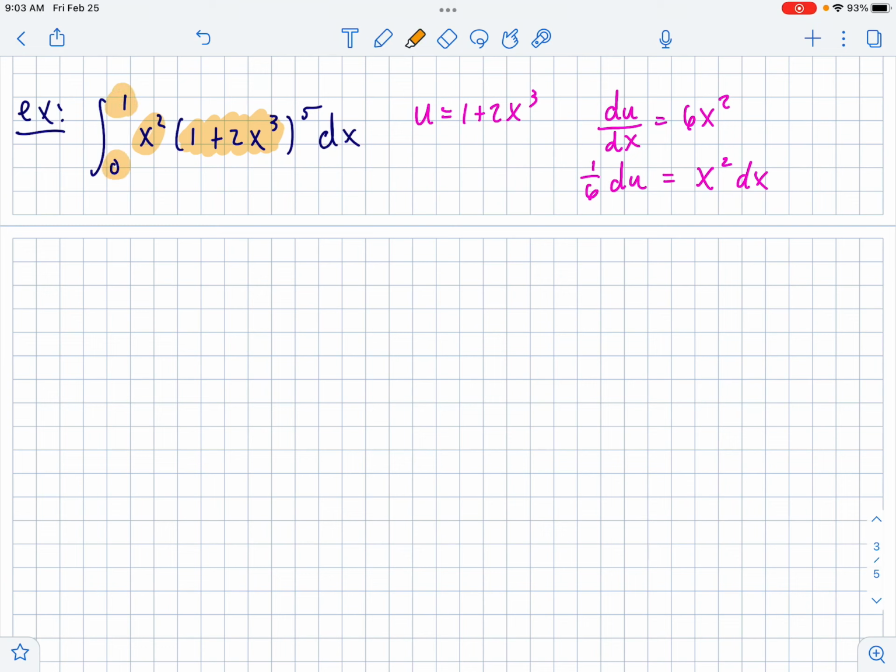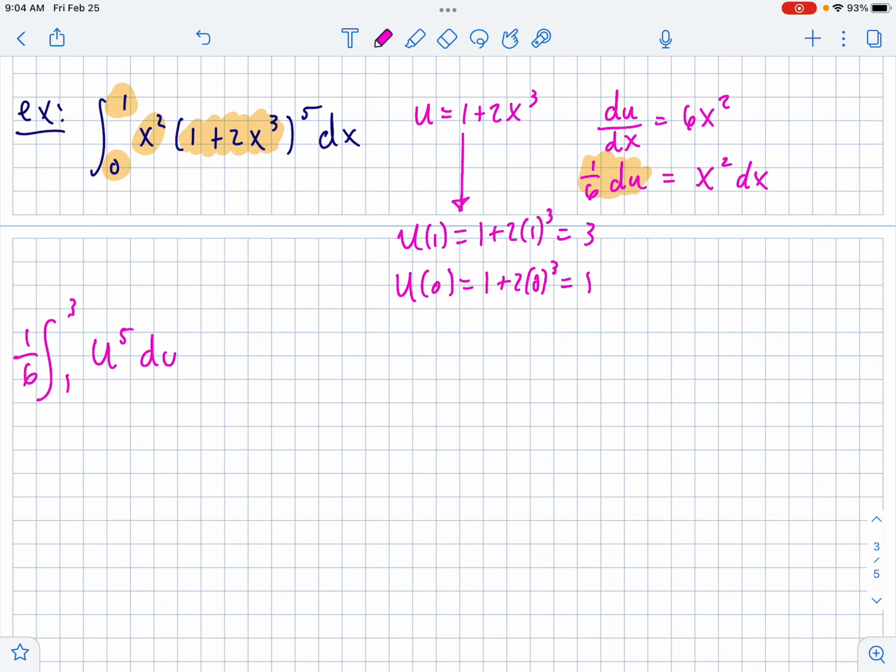The next step is to put the endpoints into the u function. So here, we're going to put in u of 1 equals 1 plus 2 times 1 cubed, which is 3. And then u of 0 is 1 plus 2 times 0 cubed, which is 1. Now you can rewrite the whole function, where this is 3, this is 1. Oh, we need to put a 1/6 on the outside because of 1/6 du being here. And then this whole thing becomes u to the 5th du.